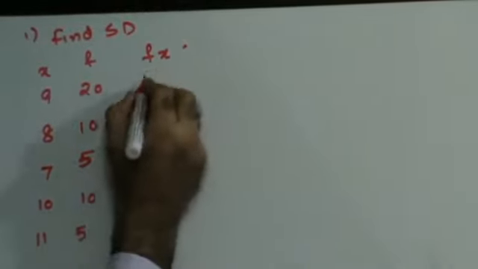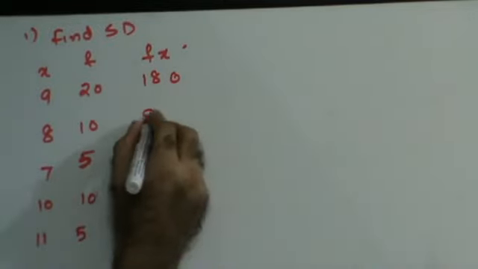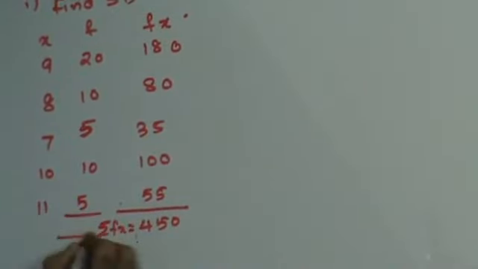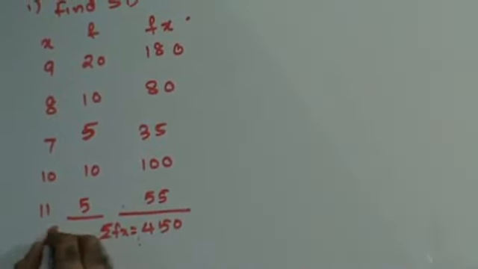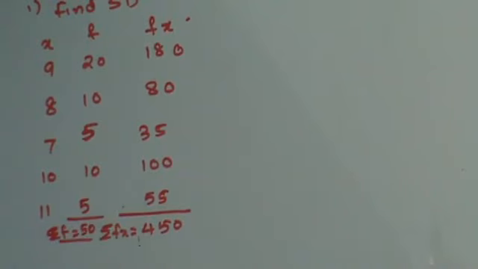Okay. Now, the first thing that you need to do is find out fx. How do I find out fx? You multiply f into x. So this is going to be 180, 80, 35, 100, 55. Add this. This is going to be 450 when you add this. This is your sigma fx. Add this column. This will be sigma f, which is 50.